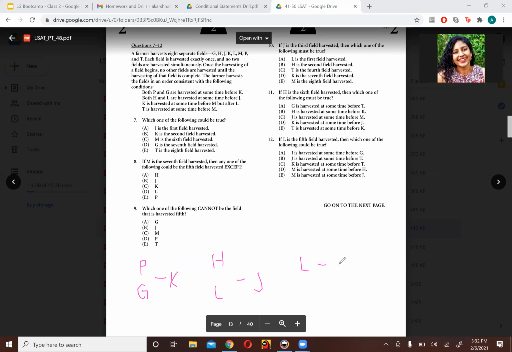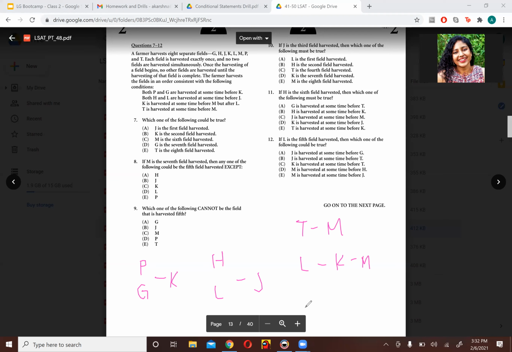So L, K, M. And then T is harvested sometime before M. So T before M. So we have a bunch of things overlapping here. So let's see if we can put it together.